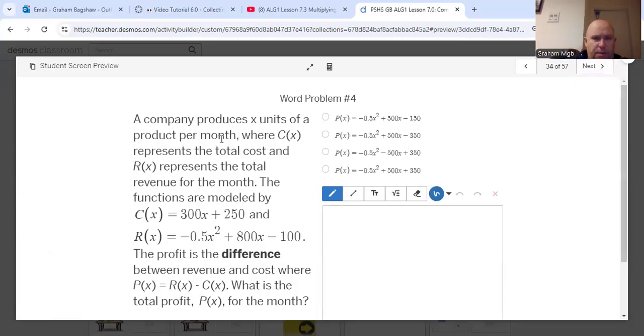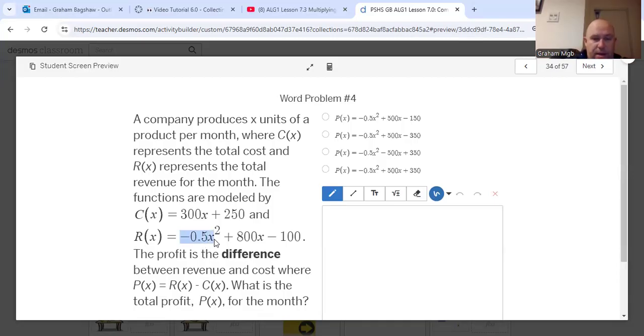A company produces x units of a product. C of x represents the total cost. All right, that's the total cost. R of x represents the revenue. Okay. And the functions are modeled as below. The profit is the difference between the revenue and the cost, where P of x, this time it does tell us which way around to subtract. It wants us to do this one, take away this one. What is the total profit?